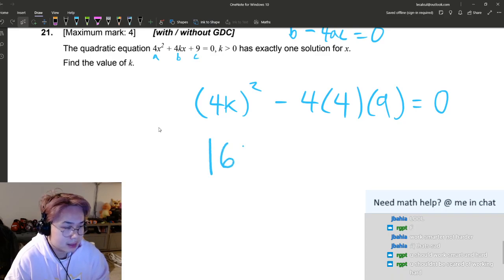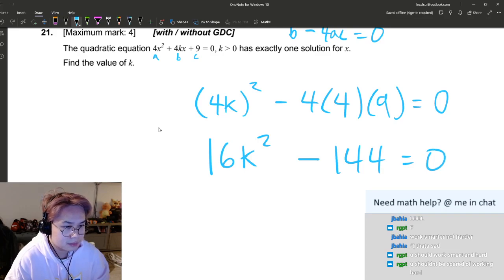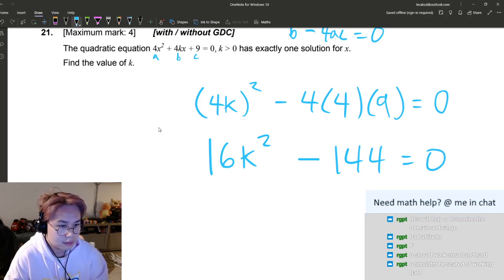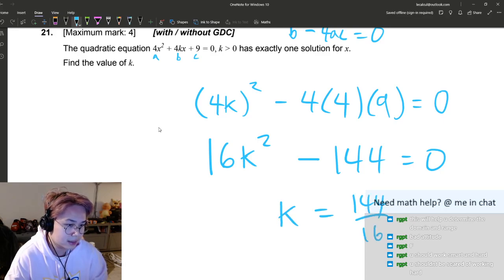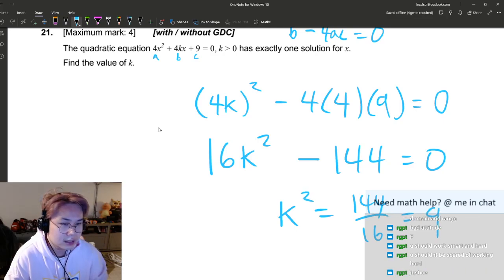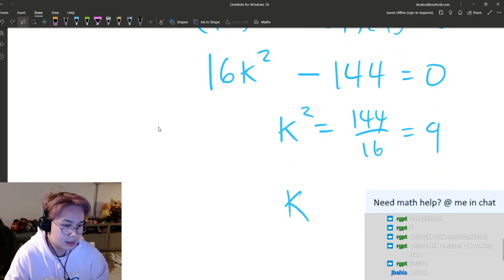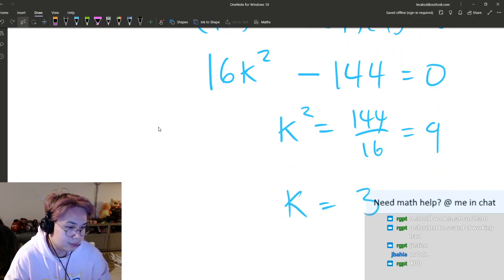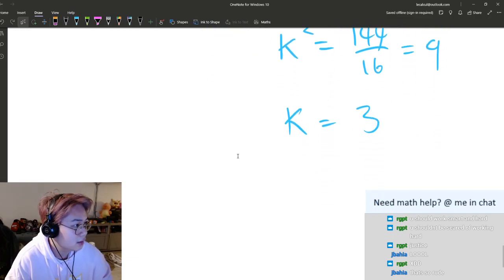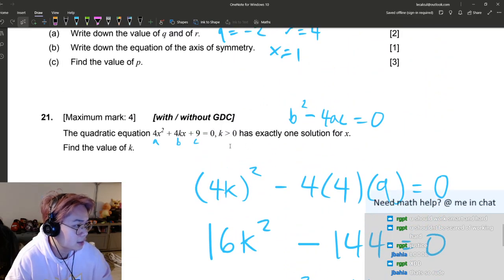So let's see, 16k squared minus 144, I think. And then we got k squared is equal to 144 divided by 16, which is 9. And then that also means that k is going to be 3. And we do not consider negative 3 because they told us k is positive.